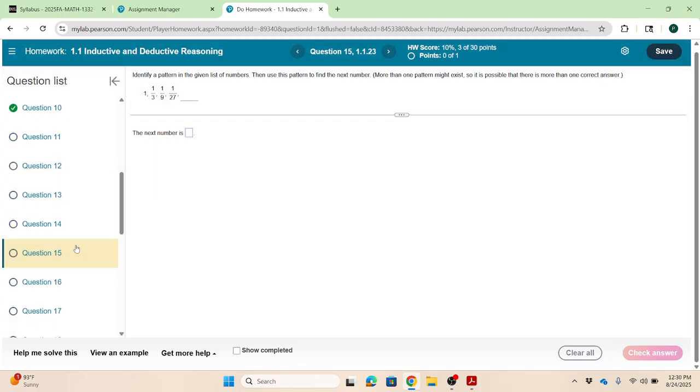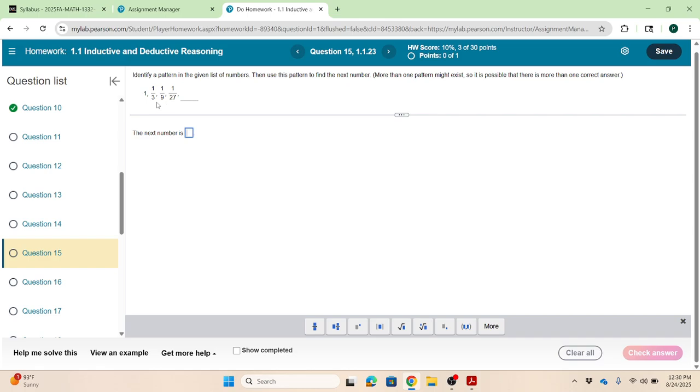Let's go to the next example. Look at the pattern here, 1, 1 over 3, 1 over 9, 1 over 27. These are some specific examples. We would like to use these examples to predict the next one. Each number you can find by multiplying the denominator by 3, the bottom number. So the next number would be 27 times 3 on the bottom part. So 1 over 81, because 27 times 3 is 81.